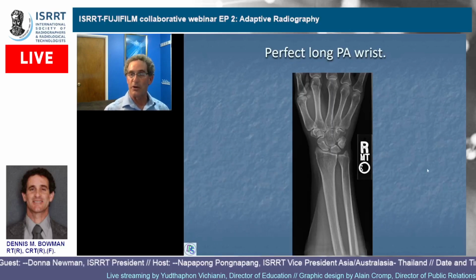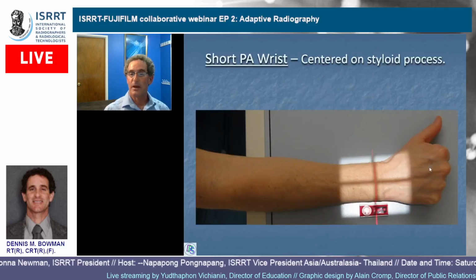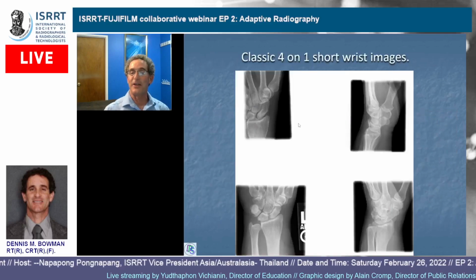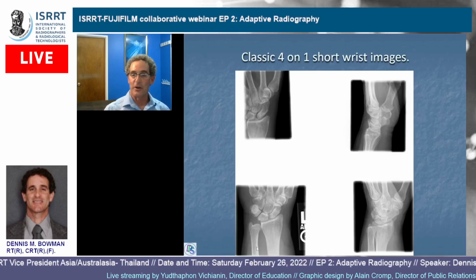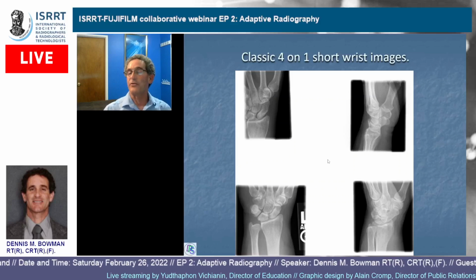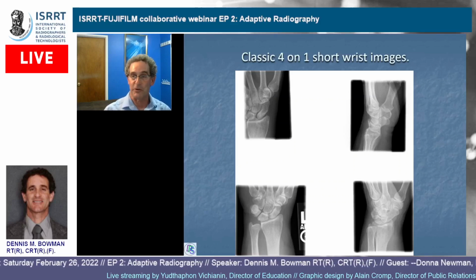This is a long wrist. This would be a short wrist for like arthritis. This is back in the day when CR could do 4-on-1s. Film could certainly do 4-on-1s where there's your PA, your oblique, your lateral, and we also did a navicular shot. So again, for arthritis, perfect. For trauma, not as perfect.